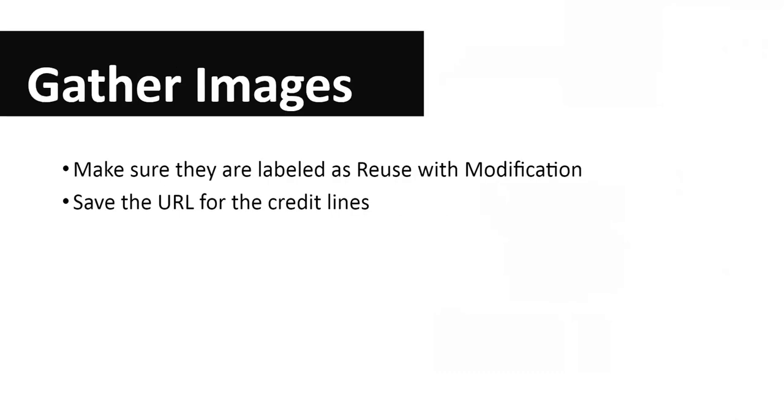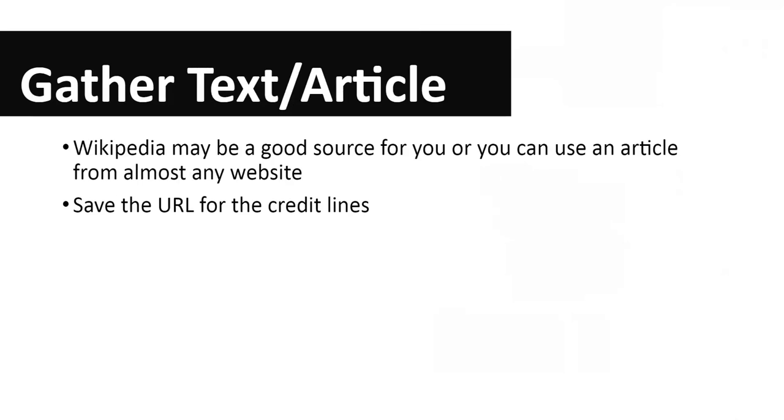Then start to grab all of your images, and I'll record another video on ways to find images and stuff, but you want to make sure to keep a copy of the website address for those images, and make sure you download the highest quality version of the image possible. Then grab your text. Do the same thing with attribution. Make sure you copy the website address of wherever you got that from.